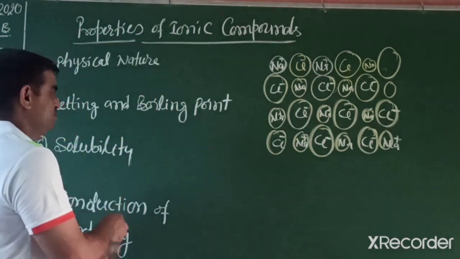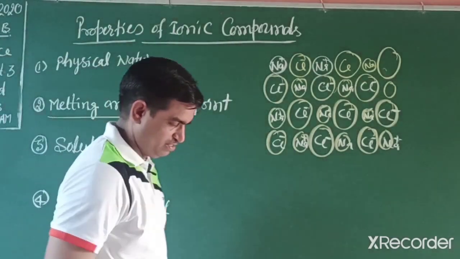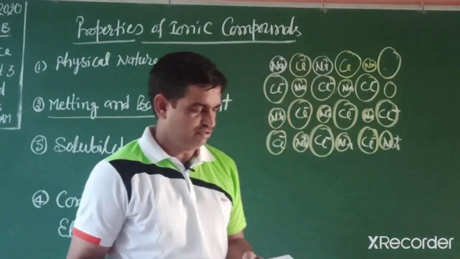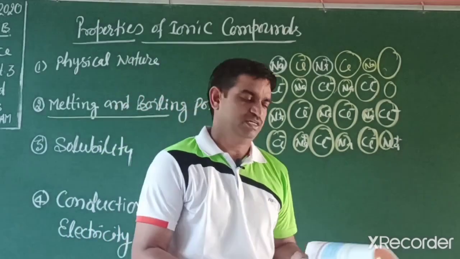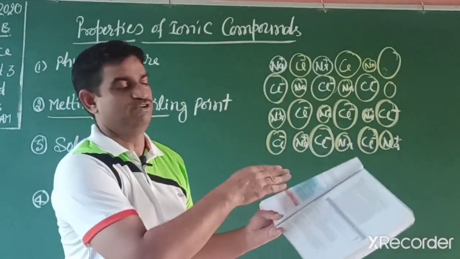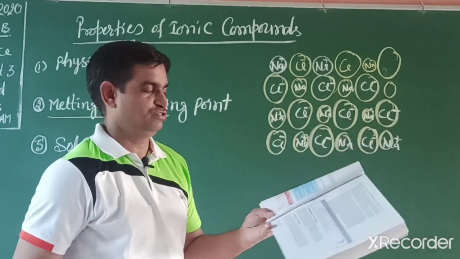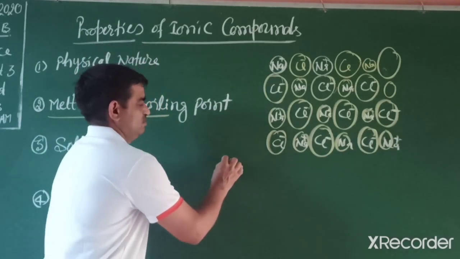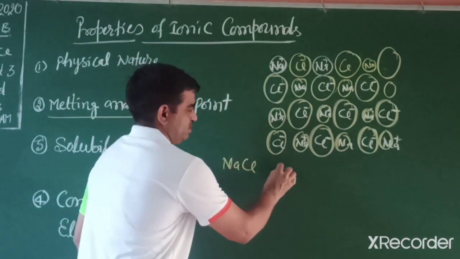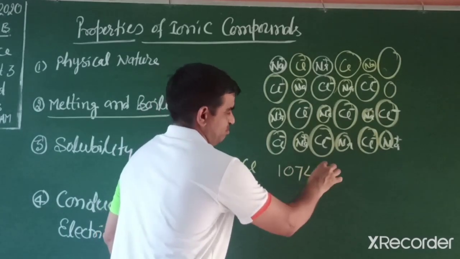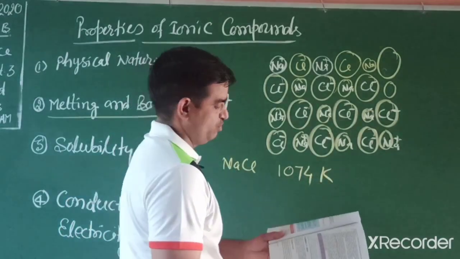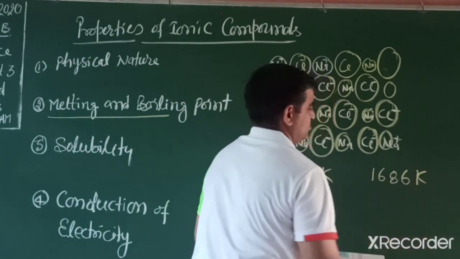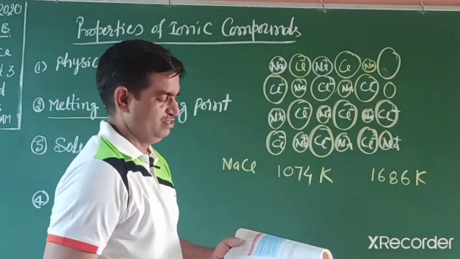But when we heat them, their melting and boiling points are very high because they have a strong force of attraction. In your NCERT book, at page number 48, the melting and boiling points of some ionic compounds are given. For example, sodium chloride's melting point is given as 1074 Kelvin and its boiling point as 1686 Kelvin. So it has very high melting and boiling points.